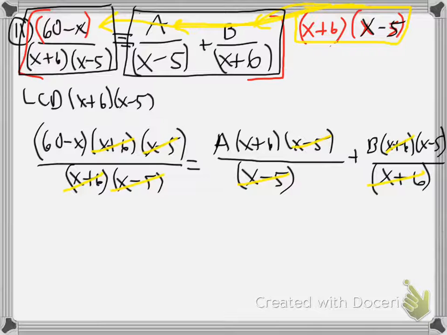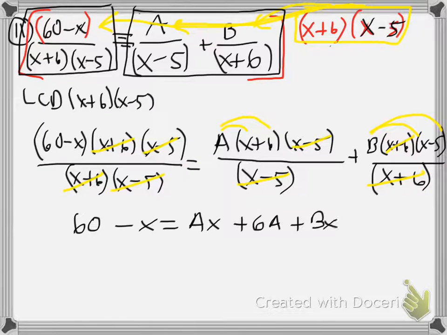And so all I have to do is figure out what a times x and a times 6 is, b times x and b times 5. So I do all that work. So I get 60 minus x equals a times x is ax. 6 times a, or a times 6 is 6a. On the other part I get b times x is bx, and minus 5b. b times negative 5 is minus 5b. You go, well, how does that help us?